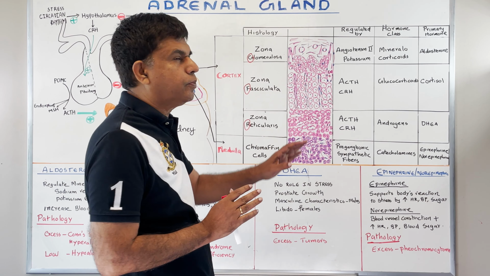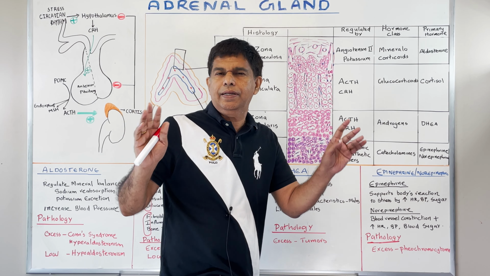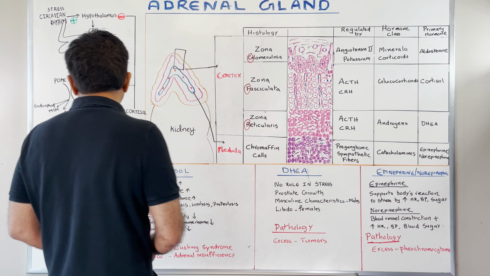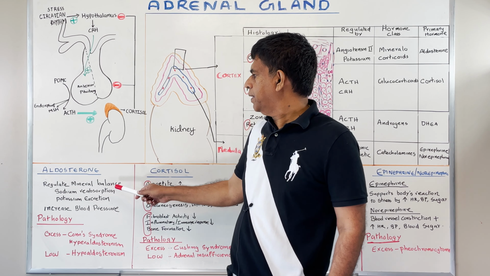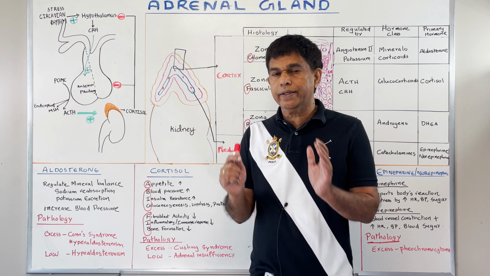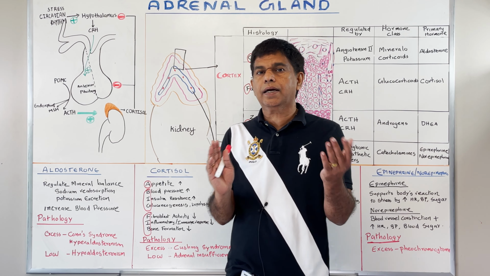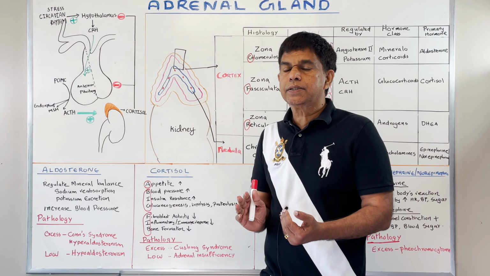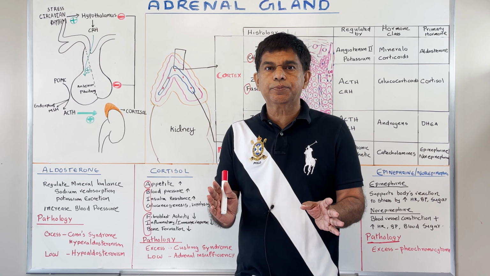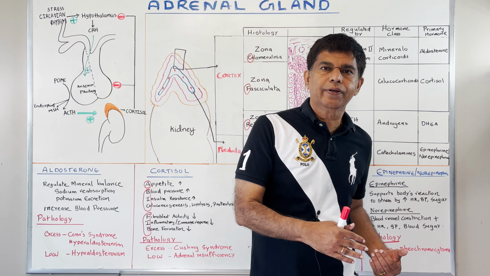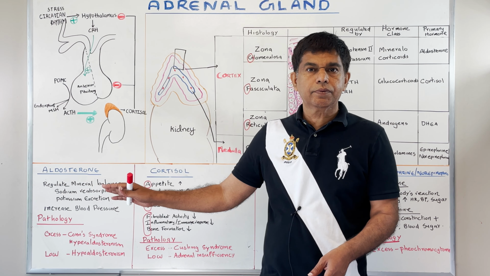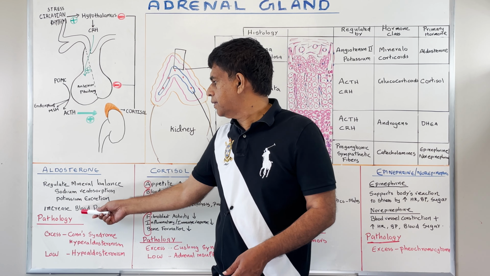Now we know how it works. Let's look at each hormone and, very briefly, what the functions are. We'll start with aldosterone. Number one, it regulates mineral balance: sodium reabsorption, potassium excretion. It acts on the kidney, the DCT and the collecting duct. Sodium and water get reabsorbed, and potassium gets excreted. So you will have increased blood pressure, but you will lose potassium. There's hypokalemia, right? Remember, that's the main thing.